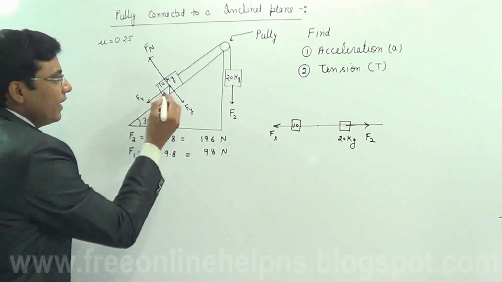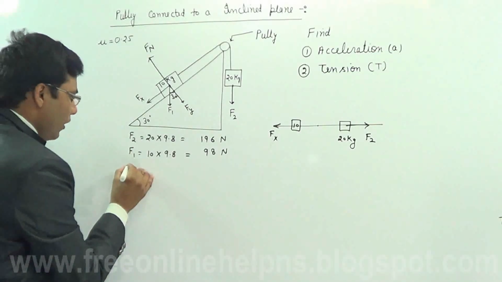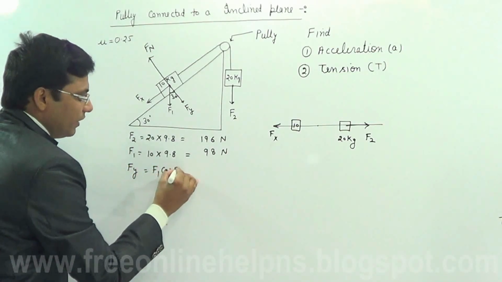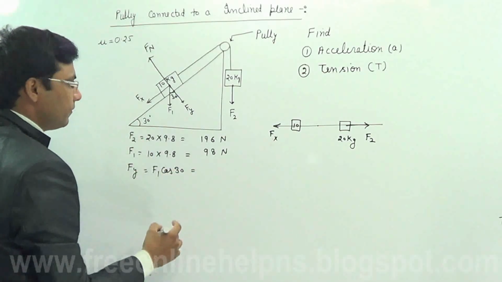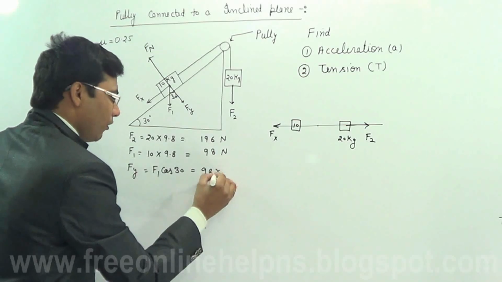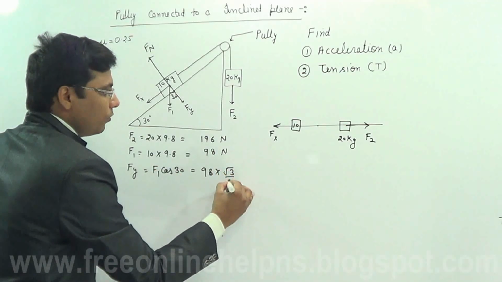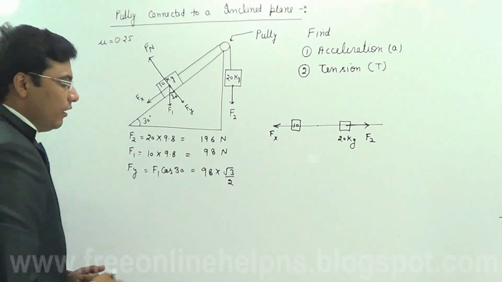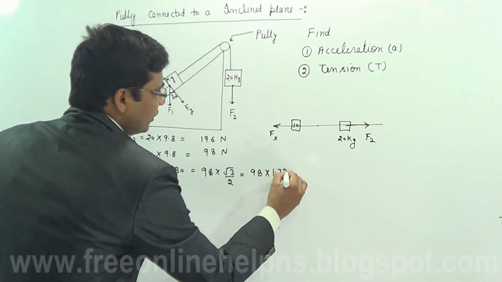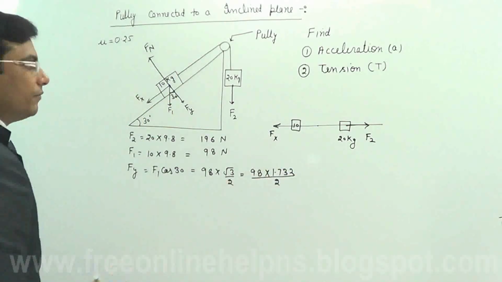As this angle is 30 degrees, this angle will also be 30 degrees. So Fy will be equal to F1 cos 30. F1 is 98 Newton, which we have already calculated. Cos 30 is root 3 by 2. For calculation, we can take root 3 as 1.73, divided by 2. We can calculate it further.